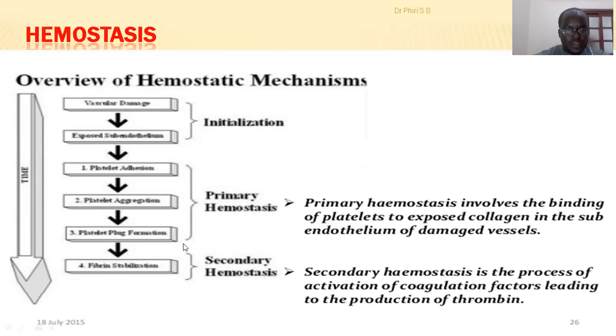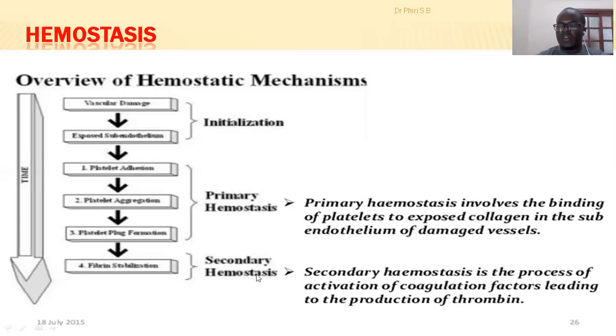These 3 steps, the platelet adhesion and aggregation that form the platelet plug, are called primary hemostasis. This can also protect the cardiovascular system so that you don't lose much blood to the outside, because the platelet plug will inhibit blood loss. After this is where the coagulation cascade comes in, which results in fibrin stabilization. This is called secondary hemostasis.